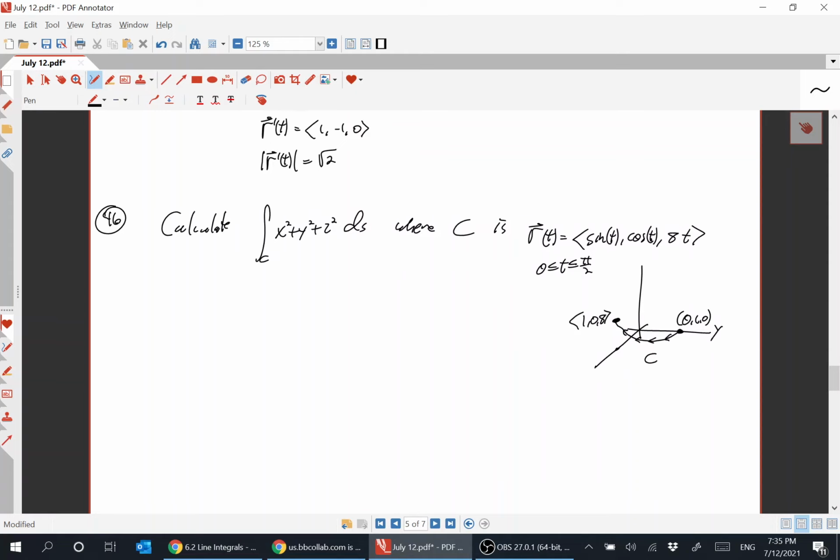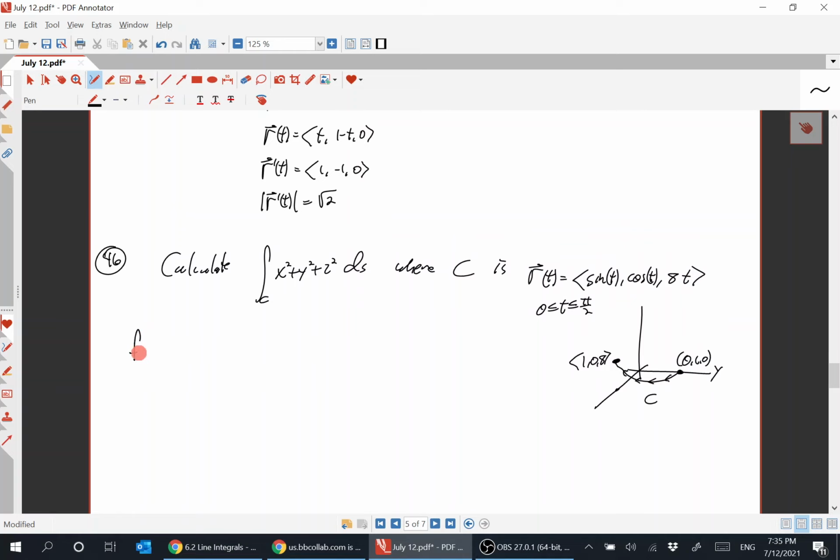All right, so we have all these ingredients that we need to put into the formula to calculate the scalar line integral, f of x, y, z, x squared plus y squared plus z squared. So f of r of t is equal to sine squared t for x, y squared is cosine squared t, plus z squared is 64t squared. Sine squared plus cosine squared, of course, is 1. So you have 64t squared plus 1.